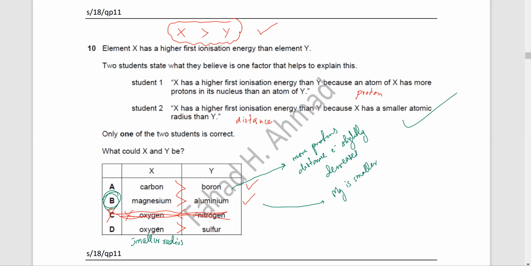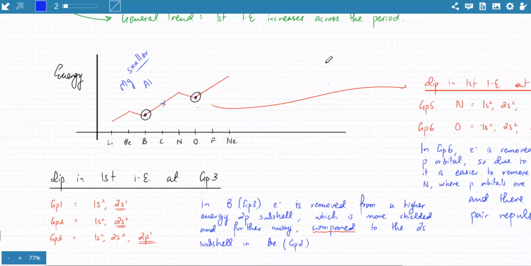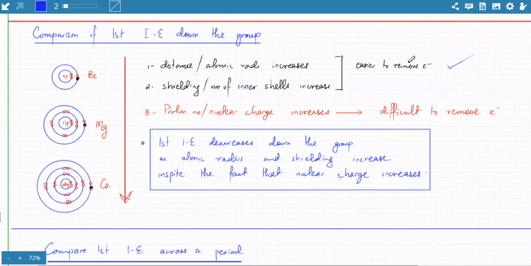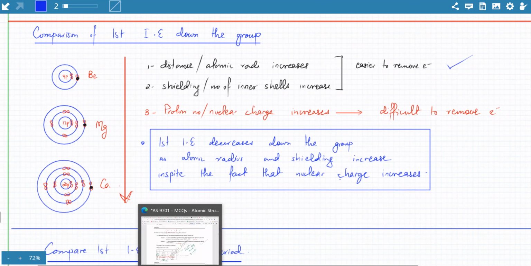Down the group, remember, protons was against it. Theek hai, this student can't be correct. Because if you move down the group, what did we learn about down the group? You had three factors, two telling us that it would become easier to remove electrons because the distance was increasing. So the electron was becoming further and further away and the shielding was also increasing. So it would become much easier to remove electrons. But there was one factor that was going against that. And that was the number of protons. They were going against this. So that student who was stating proton as a factor was actually going to be incorrect.